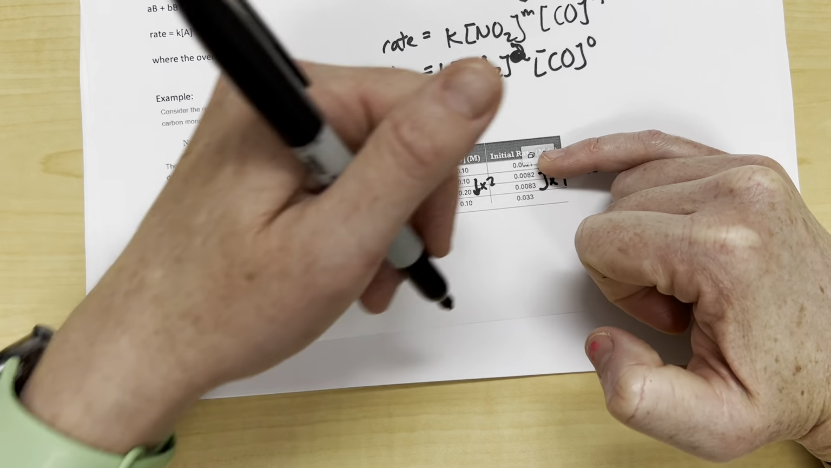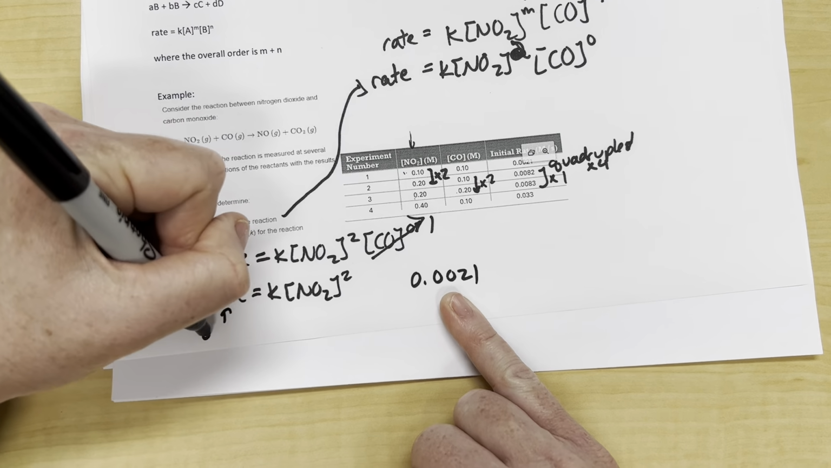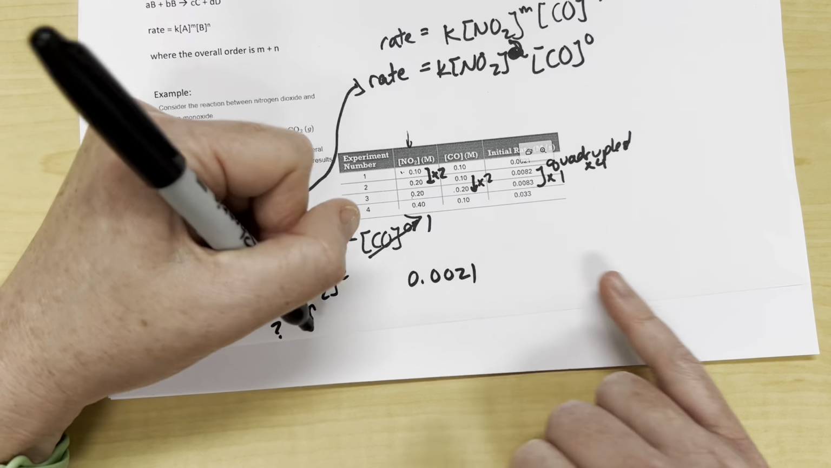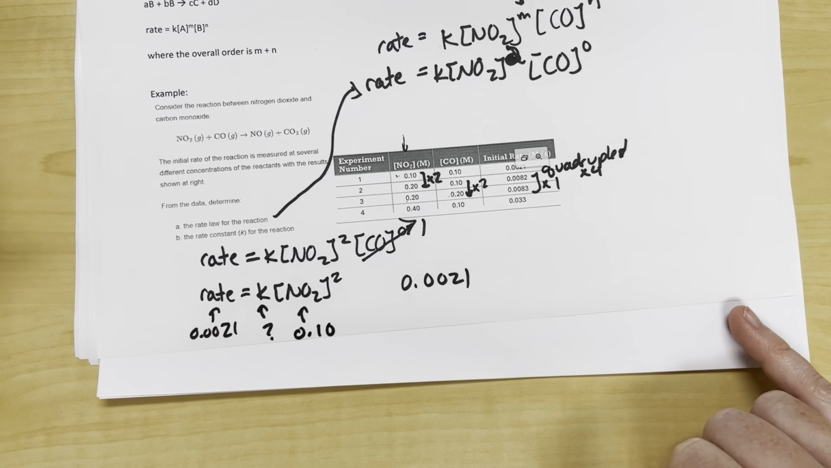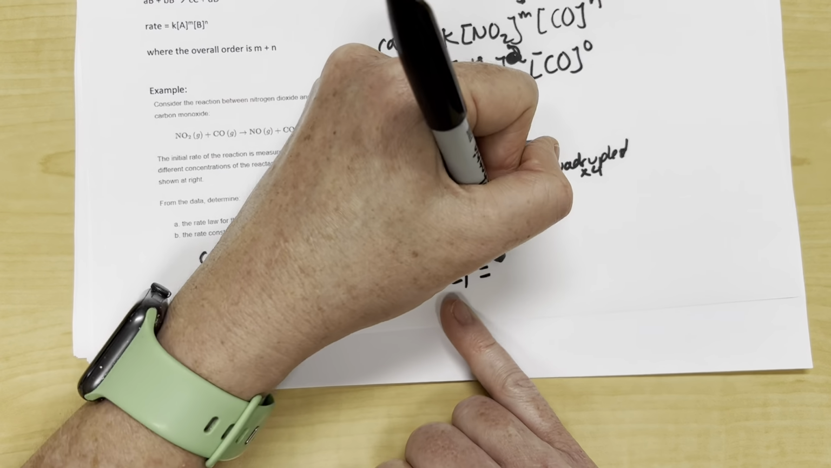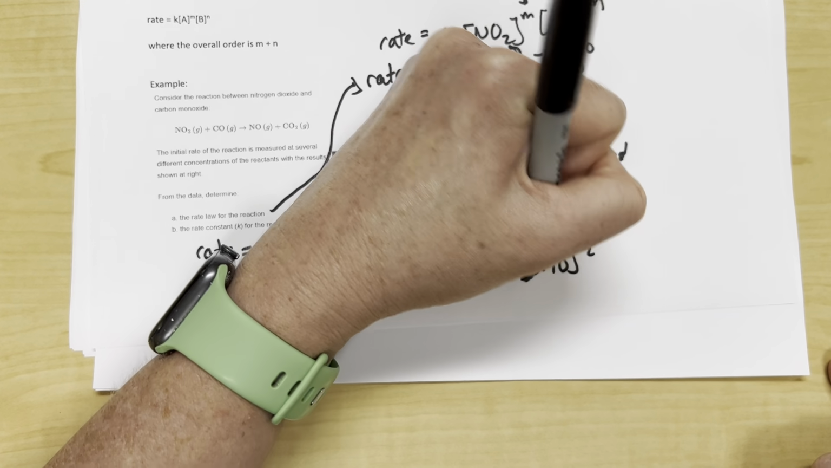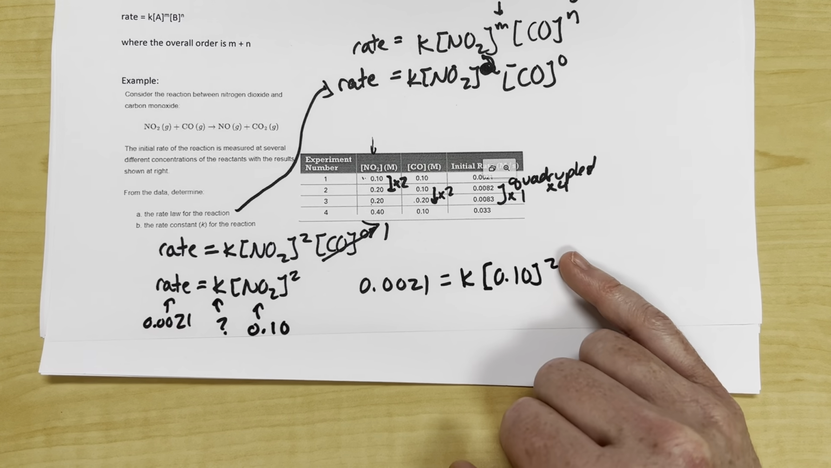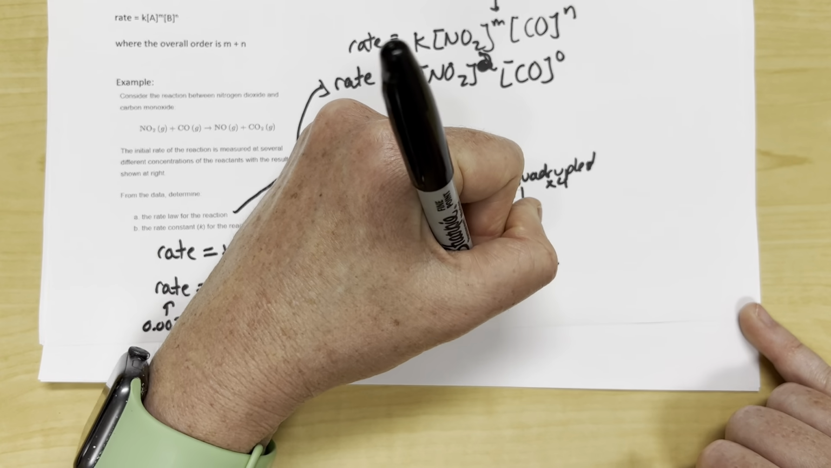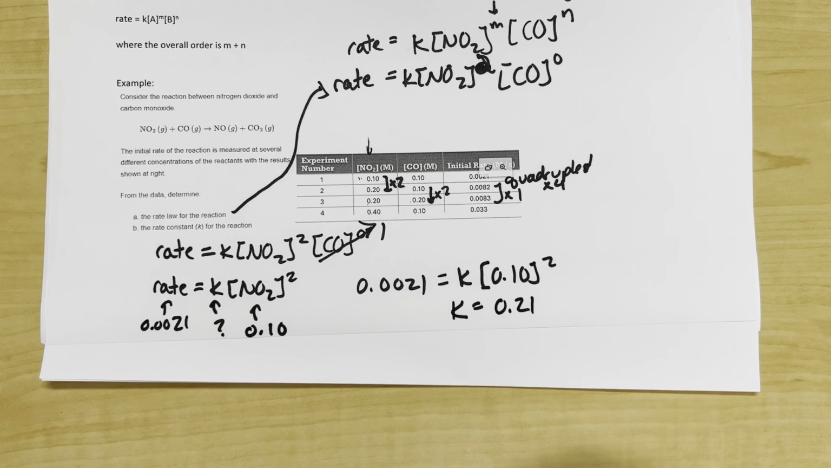So the first one, my rate was 0.0021. This is what we're looking for. And in that first trial, our NO2 was 0.10 mole per liter. So I'm setting the rate, 0.0021, equal to K, which is my unknown, times my NO2 concentration, which is 0.10, and then I've got to square it. If I take my 0.0021 and divide it by that 0.1 squared, I find out that K equals 0.21.